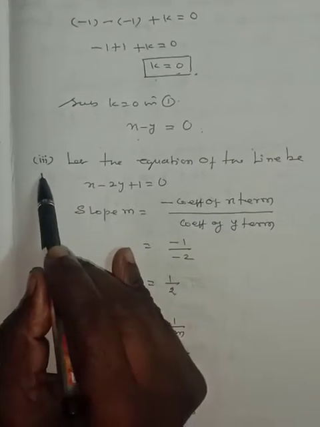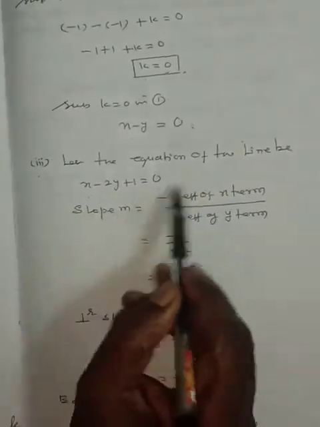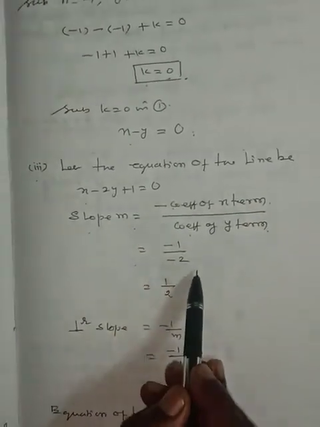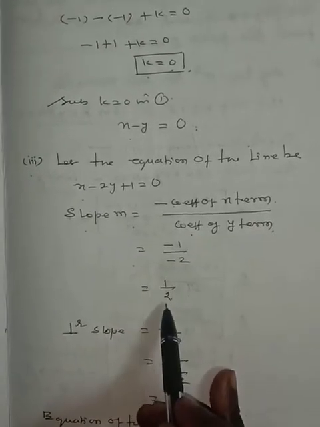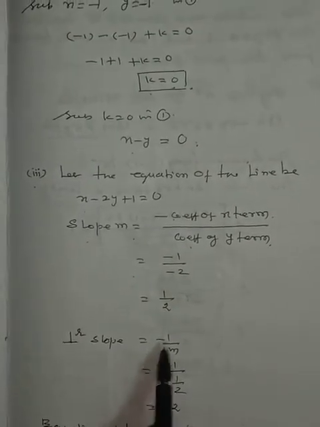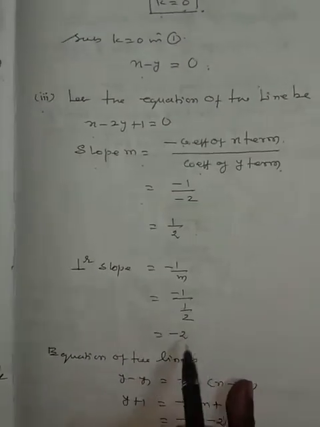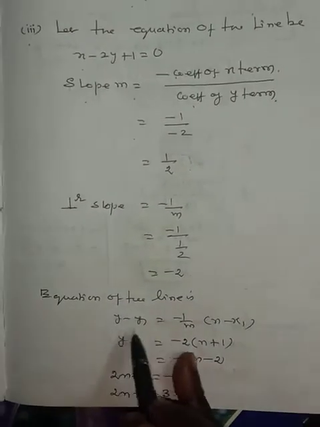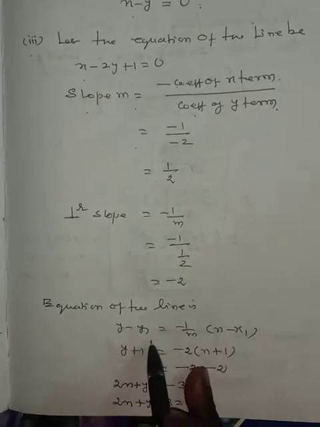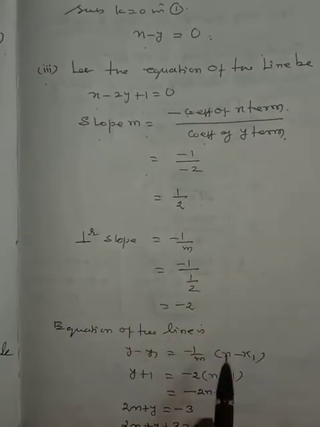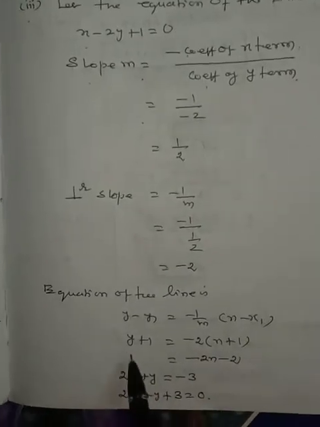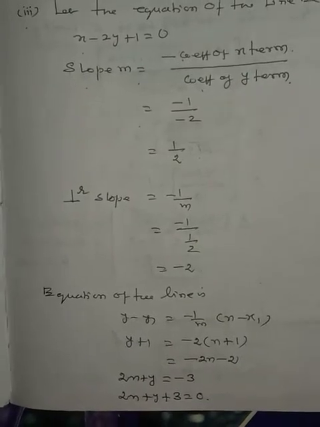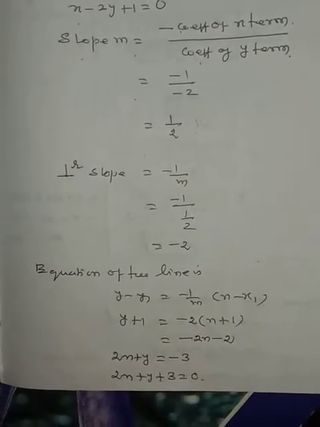Now subdivision number 3. Let the equation of the line be x minus 2y plus 1 is equal to 0. Slope m is equal to minus coefficient of x term divided by coefficient of y term, is equal to minus 1 divided by minus 2. Minus of minus is positive, therefore 1 by 2. The perpendicular slope, using the formula, is minus 1 by m, minus 1 divided by 1 by 2 is minus 2. The equation of the perpendicular line is y minus y1 is equal to minus 1 by m into x minus x1. Applying the perpendicular slope and the point, we get y plus 1 is equal to minus 2 into x plus 1, is equal to minus 2x minus 2. Arranging, we get 2x plus y plus 3 is equal to 0.